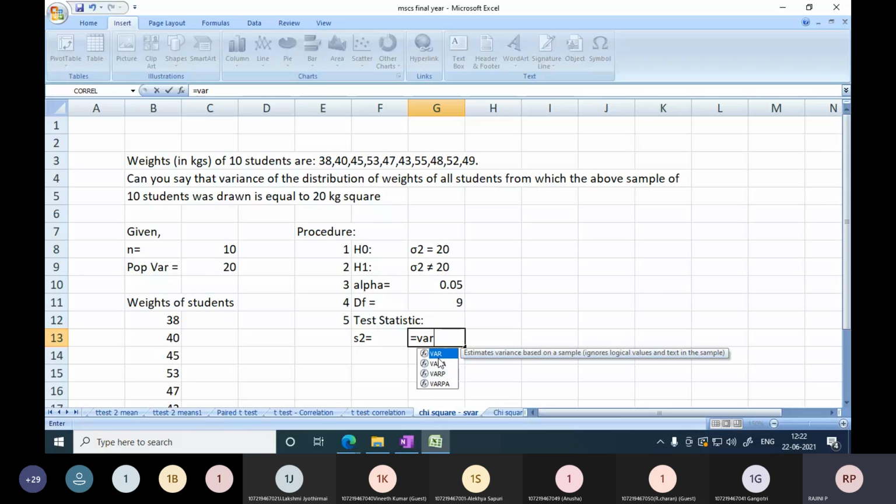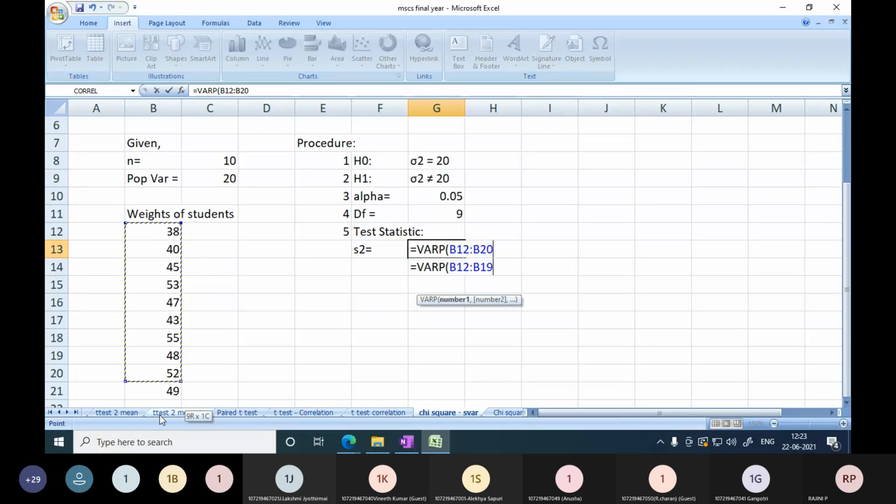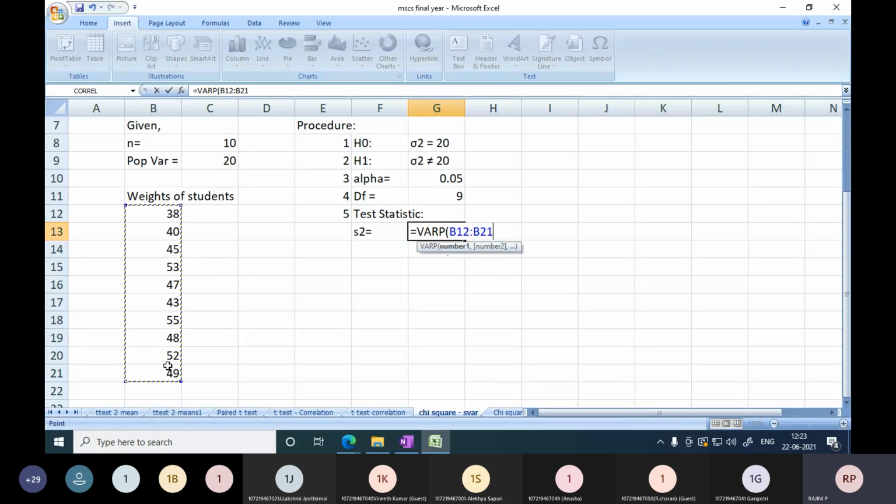It is not variance. You need to take variance of P. If you want to calculate the small s square, just use the variance of P. Understood everybody? Is it clear? If you want to calculate small s square value, use the variance of P. If you want to calculate capital S square, use only variance. Then after that, select the data, close the bracket, enter. Got it?